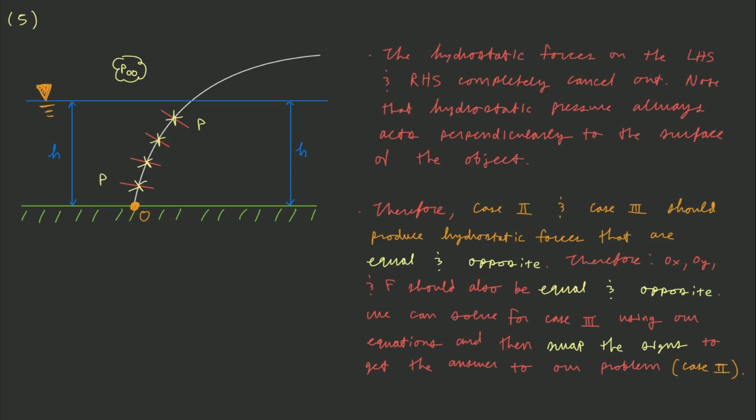Since the pressure at any given location is just a function of the depth from the free surface, you can see the pressure here on the right-hand side is equal to the pressure here on the left-hand side, and so on. So these pressure forces are all equal, and this is a complete equilibrium case. Therefore, case 2 and 3 should produce hydrostatic forces that are equal and opposite. Therefore, OX, OY, and F should also be equal and opposite. We can solve for case 3 using our equations and then swap the signs to get the answer to our problem, which is actually case 2.